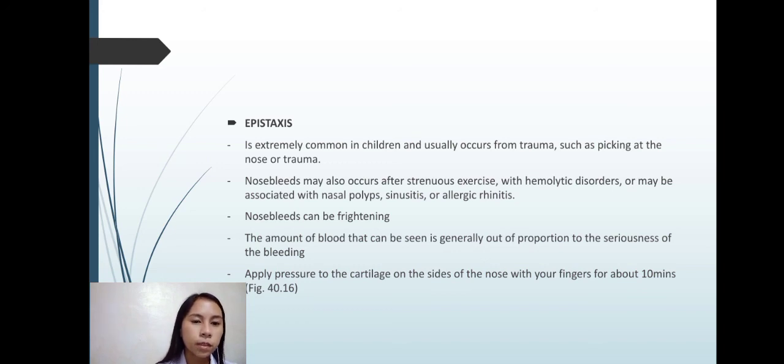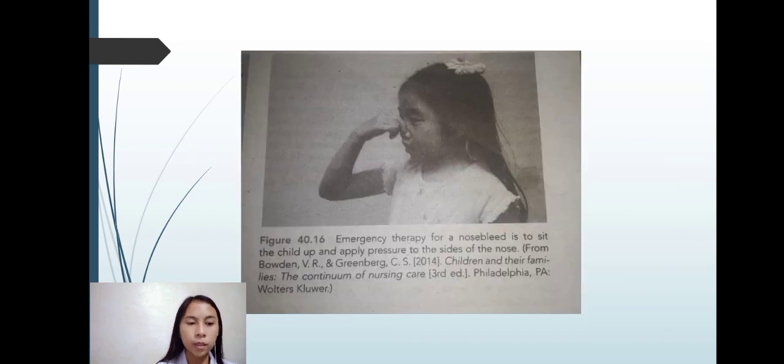Nosebleeds may also occur after strenuous exercise, with a hemolytic disorder, or may be associated with nasal polyps, sinusitis, or allergic rhinitis. Nosebleeds can be frightening. The amount of blood seen is generally out of proportion to the seriousness of the bleeding. Apply pressure to the cartilage on the sides of the nose with your finger for about 10 minutes.